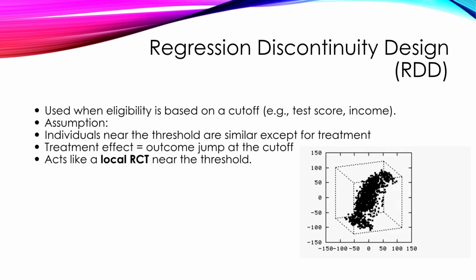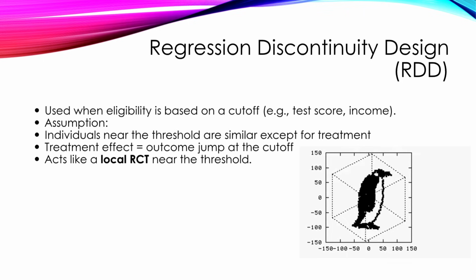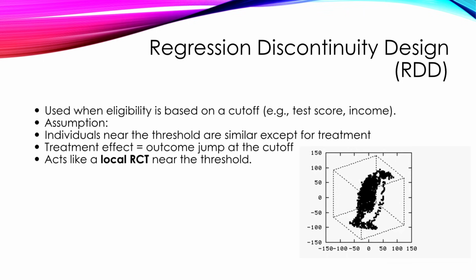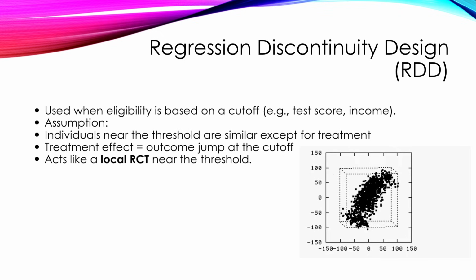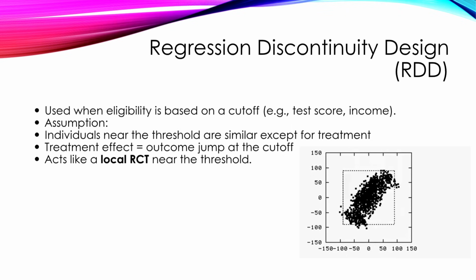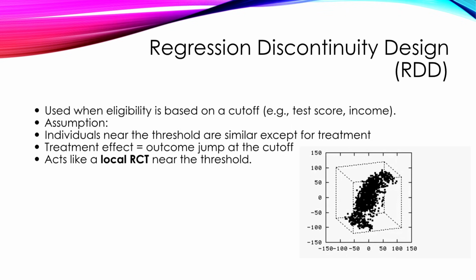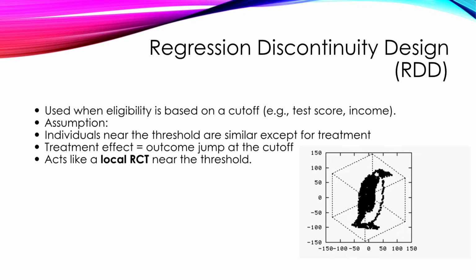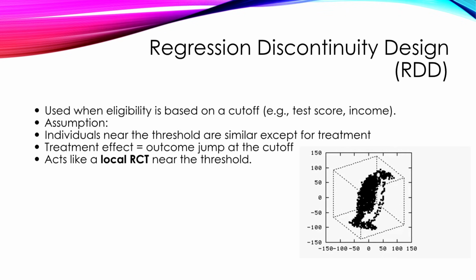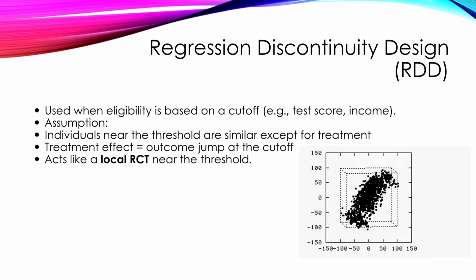The fundamental assumption is that individuals just above and just below the threshold are virtually identical in all characteristics except for their treatment status. Therefore, any sharp difference in their outcomes near the cutoff can be attributed to the program's effect. And so you'd have the post-test score on the y-axis and the pre-test score on the x-axis. And then on the x-axis, you'd have the non-treated to the left of the cutoff and the treated individuals to the right of the cutoff.